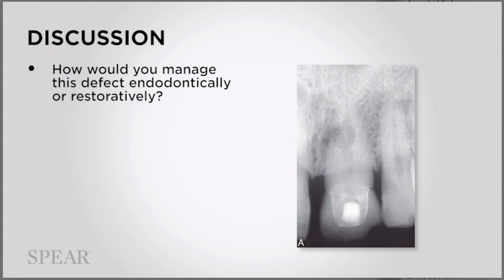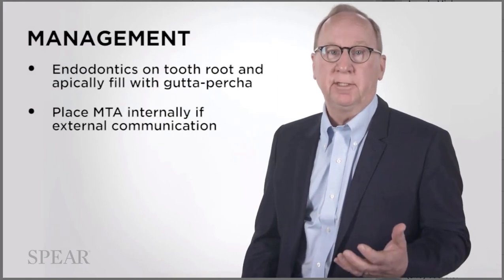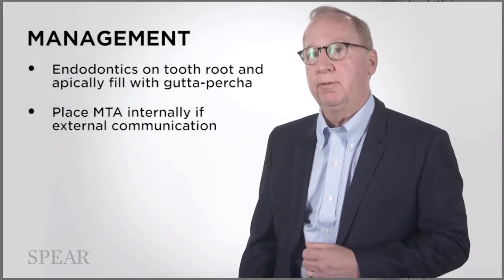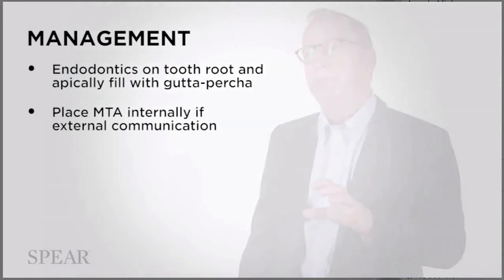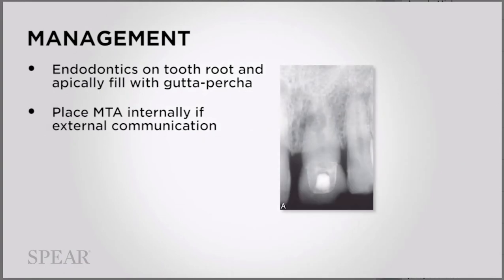So welcome back. I hope you had a good discussion of this. In this particular case, we're concerned about the possibility of this resorption extending beyond the confines of the root of the tooth, possibly into the periapical tissues. So to manage this case, we want to do conventional endodontics on the apical part of the root of the tooth. But in that area where that resorption is, we want to make sure that we understand that the gutta percha and sealer might not do a great job sealing that defect between the inside of the root of the tooth and the outside of the bone.